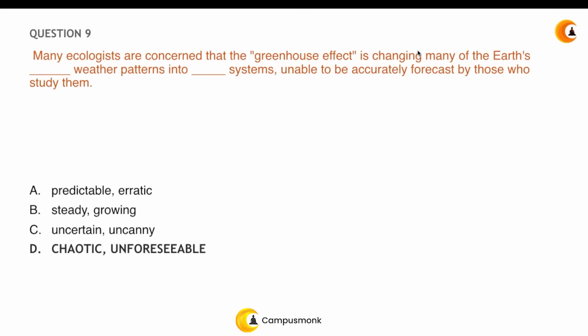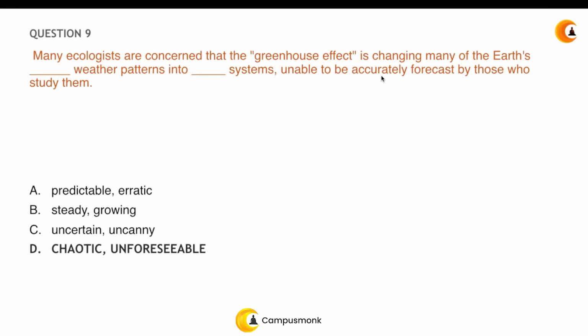Okay. Many ecologists are concerned that the greenhouse effect is changing many of Earth's dash weather patterns into dash system, unable to accurately forecast by those who study them, right? So it's a very huge statement, right? What I understood by reading it once is that the concern is a greenhouse effect which is changing Earth's weather into some system that becomes very unpredictable, unable to accurately forecast. That means the weather of the Earth has become so unpredictable that we cannot accurately forecast.